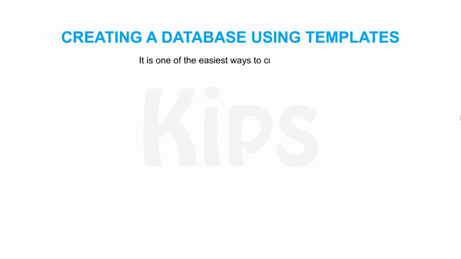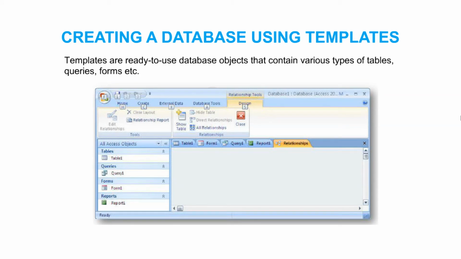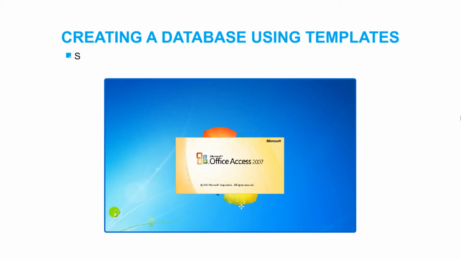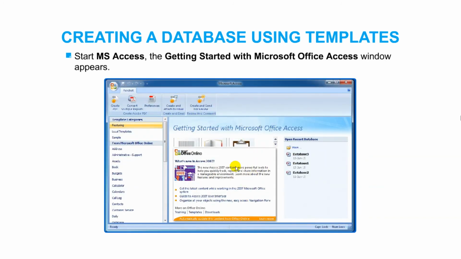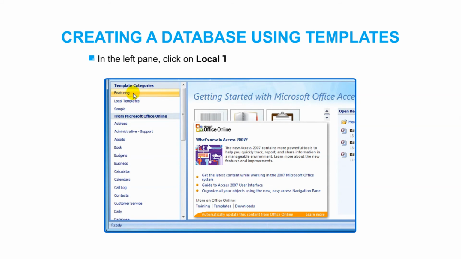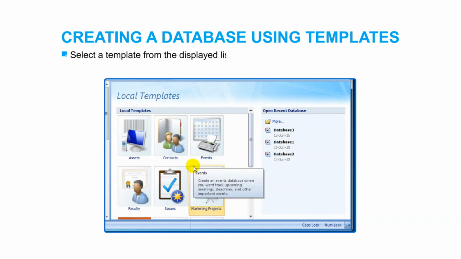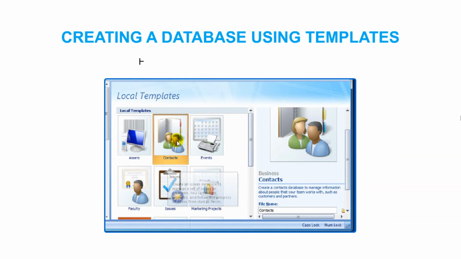Okay students, now let me tell you how to create a database using design template. It is one of the easiest way to create a table. Templates are ready to use database objects that contain various types of tables, queries, forms, etc. They are needed to perform specific tasks and help to speed up the database creation process. Start MS Access. The Getting Started with Microsoft Office Access window appears. In the left pane, click on the local templates in template categories. Select a template from the displayed list in the center area of the Access window under local templates. Here we are selecting a contacts template.